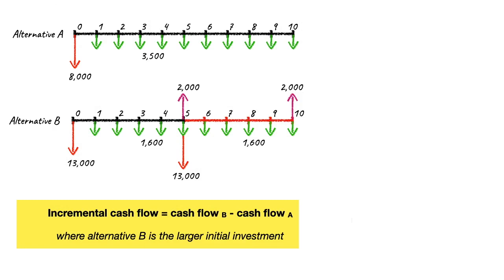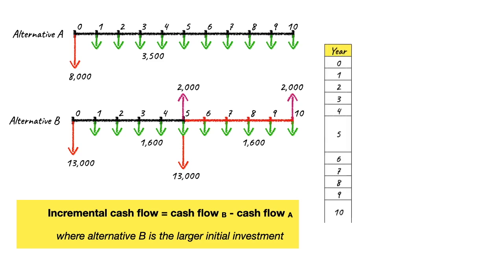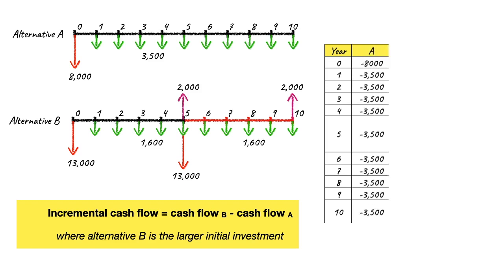Looking between these two cash flows, alternative A has the lower initial investment. So the easier way to illustrate this is to put all the information in an Excel table. The first column is going to be the year, from year 0 to year 10. The second column will list all the cash flow for the alternative with the lower investment. Remember, we have to rearrange it accordingly in order, so we start with the lower investment. In this case it is alternative A, because it has a lower $8,000 investment compared to alternative B, which has a $13,000 investment.